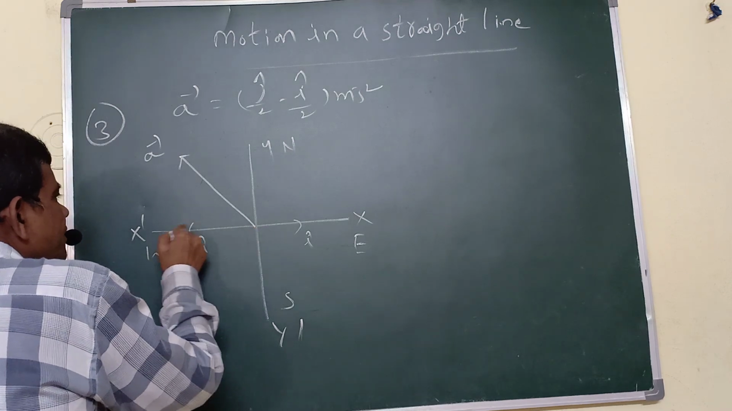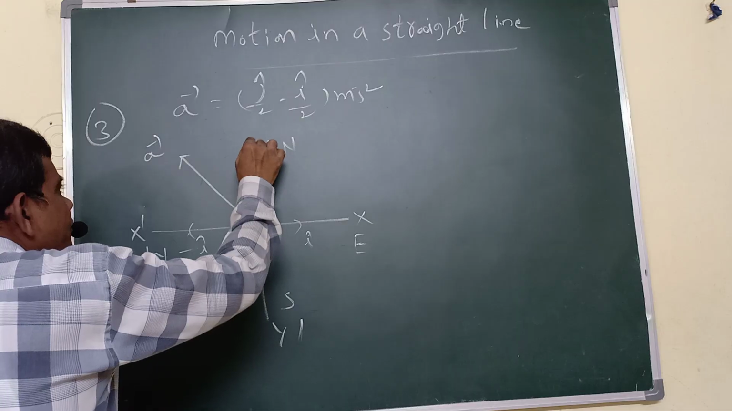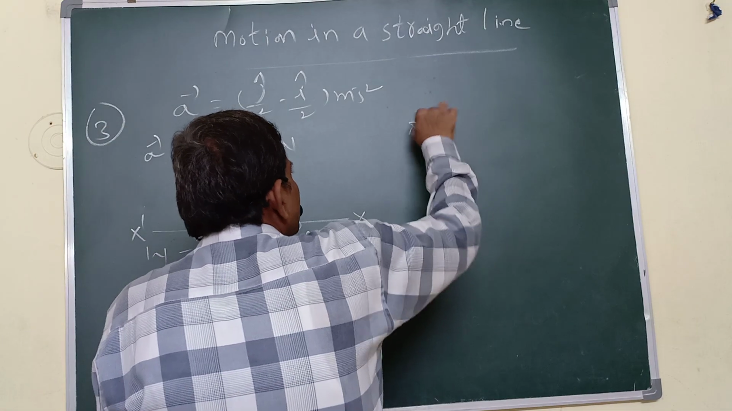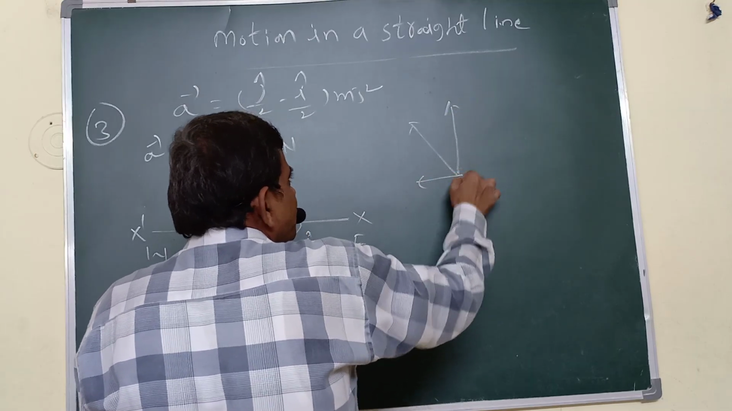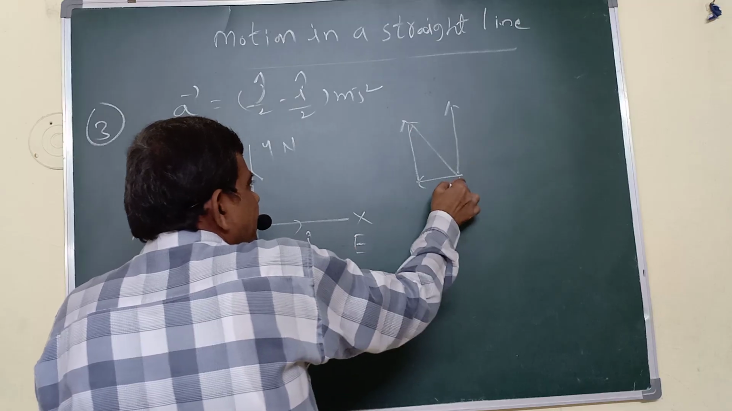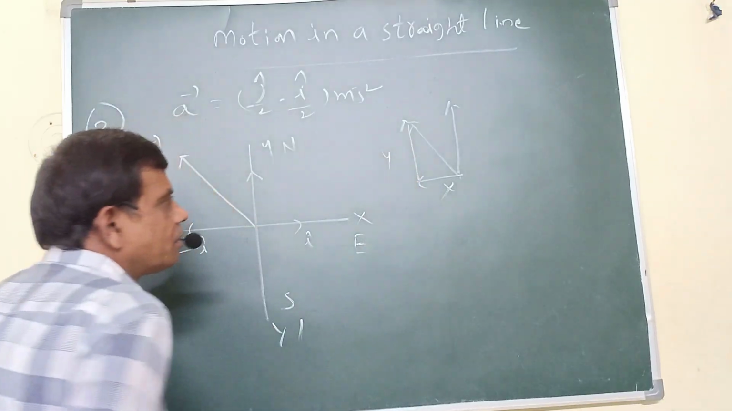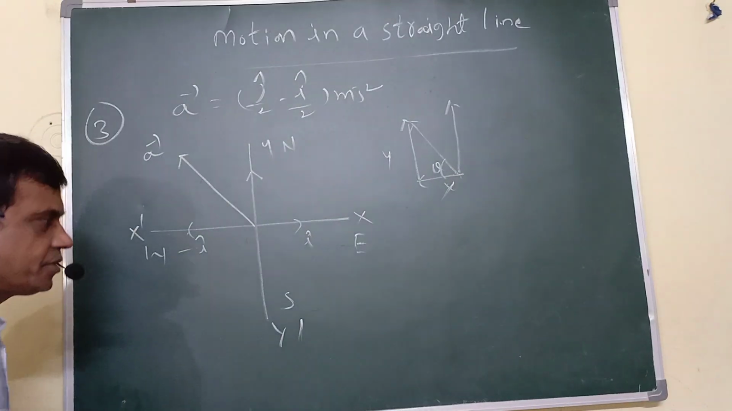For example, this is x coordinate and what is this? Y coordinate. So parallel to this, if you create this vector, this is A vector. So this is my y component and this is my x component. So parallel to this, if you create, here I am getting y component, here I am getting x component. Now what is theta? Tan theta equals y component by x component.